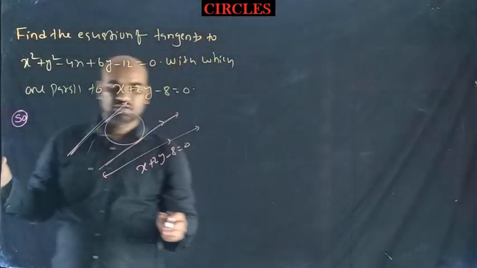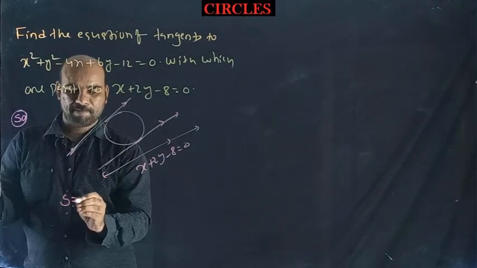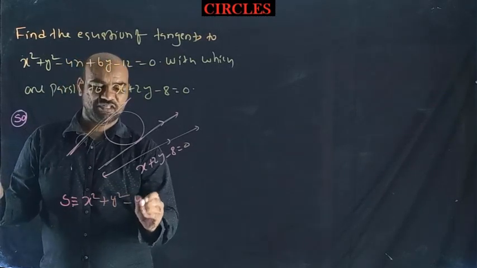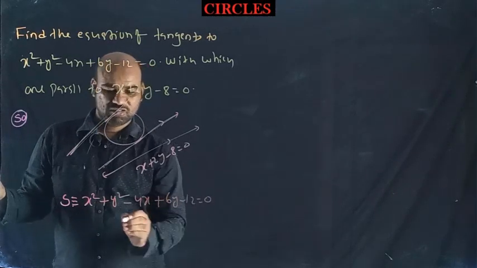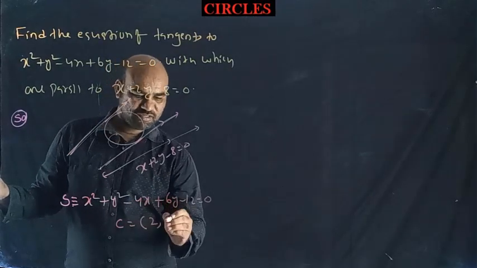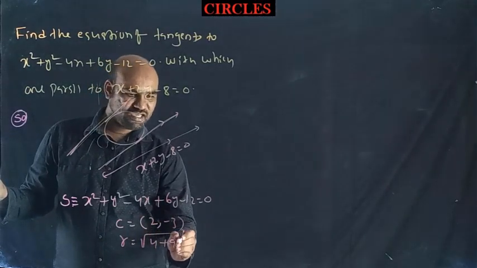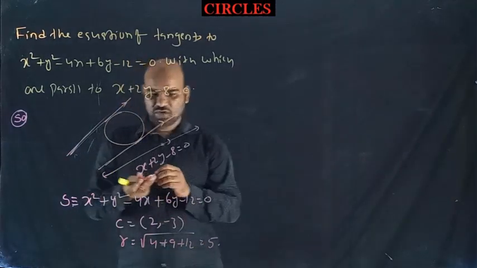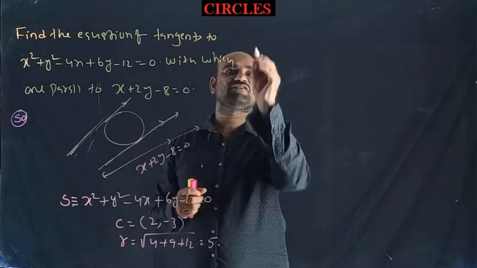First of all, I want to write the circle equation. It is x square plus y square minus 4x plus 6y minus 12 equal to 0. I want the center, that is 2 comma minus 3, and the radius, root over 4 plus 9 plus 12, that is 5. Now I want to find the equation of the tangent. So already we have the formula, no? Equation of tangent.